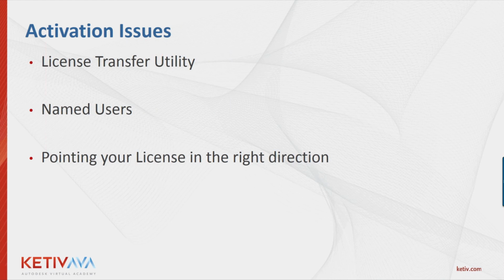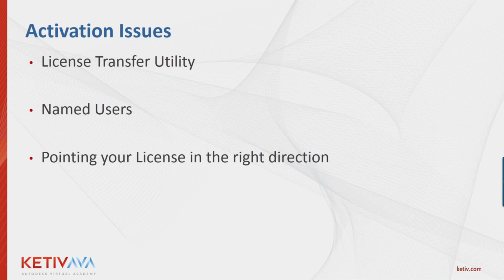So after installation, you got past your speed bumps, or hopefully it went smoothly for you. You run into some issues whether you are on a maintenance plan, a subscription, or even a multi-user license. So the first one would be a perpetual license or a maintenance plan, and that would have to do with the license transfer utility.